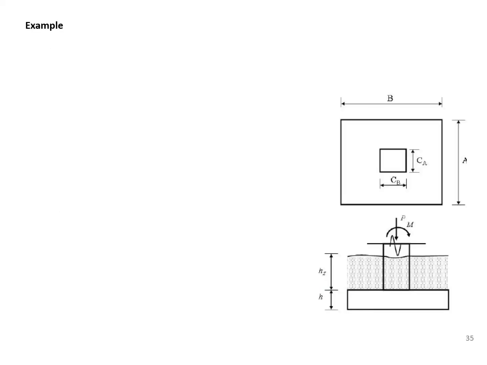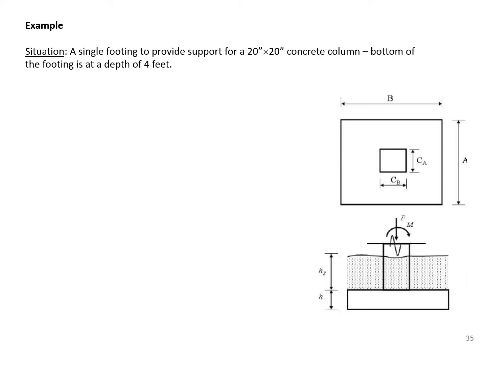Let's look at an example. Here we have a single footing again with the moment M and axial load P, and we want to provide the support for a 20-inch by 20-inch concrete column. The bottom of the footing is at a depth of 4 feet.